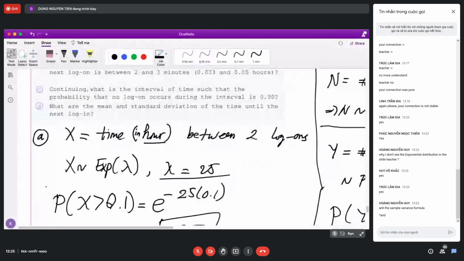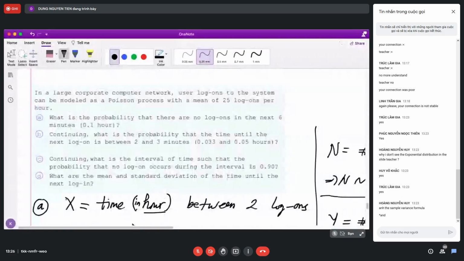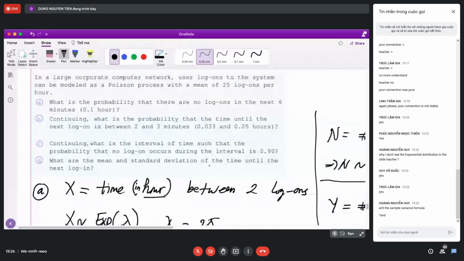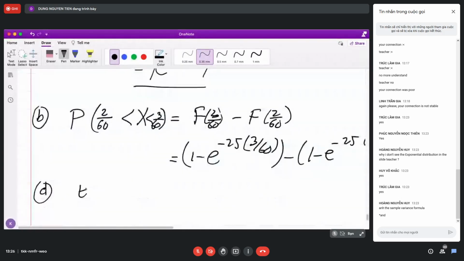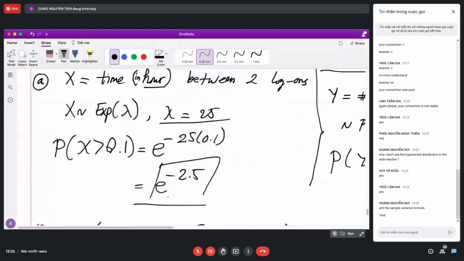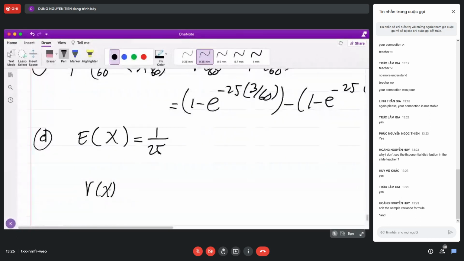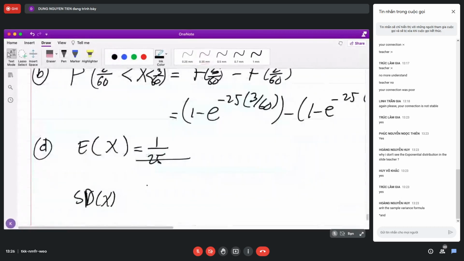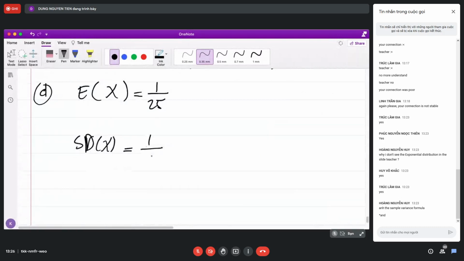I will skip question C. I want to talk about question D. What are the mean and the standard deviation of the time logging? In question D, you want to find the mean value of x, and that is 1 over lambda, so 1 over 25. All right, and the variance of x. I'm sorry, we want to find the standard deviation instead of the variance, right? The standard deviation should be 1 over lambda as well, so you get 25 on either. All right, same thing. Any questions so far?